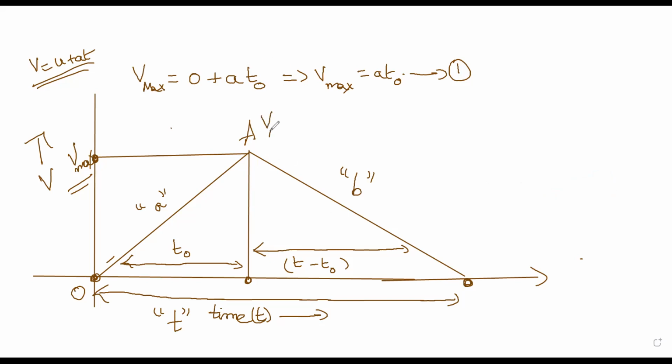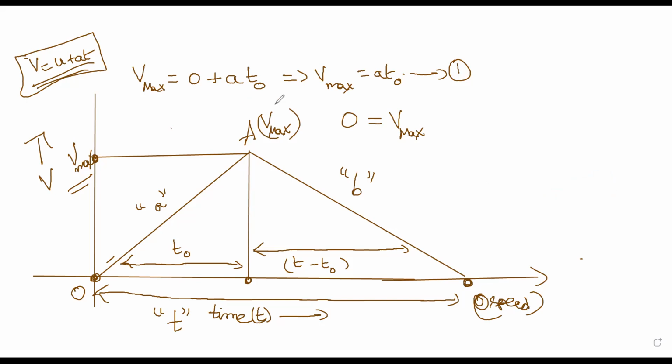In that case, my initial velocity, Vmax, was my initial velocity, and it will reach zero speed, that is, rest. So my final velocity is zero, and the initial velocity is Vmax. Again I use the same equation, V is equal to U plus AT. This time the acceleration is negative b, multiplied by the time, which this time is t minus t naught.